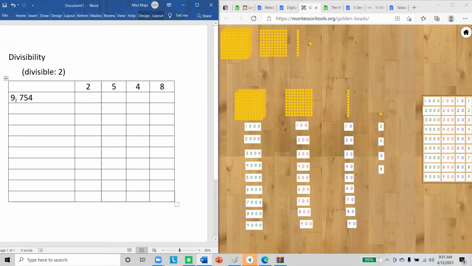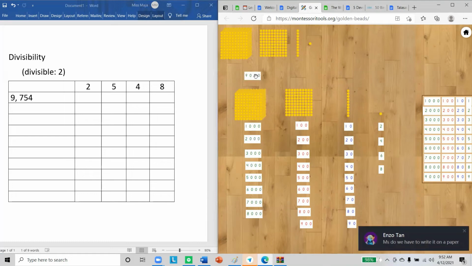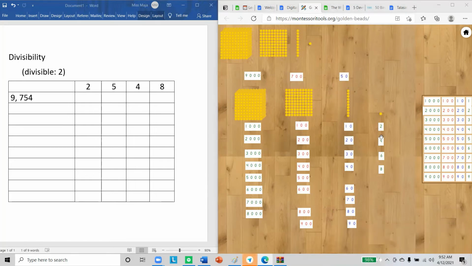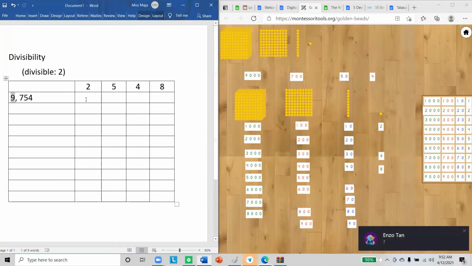So let's analyze it. Is 9,000 divisible by 2? Yes. 700 is divisible by 2, 50 is divisible by 2, and it's left with the 4, which is still divisible by 2. So we could see it right here. 9,000 is divisible by 2. 700 is divisible by 2. And 50 is divisible by 2. Now let's look at 4. It is also divisible by 2, making all the numbers divisible by 2. So this is a yes.